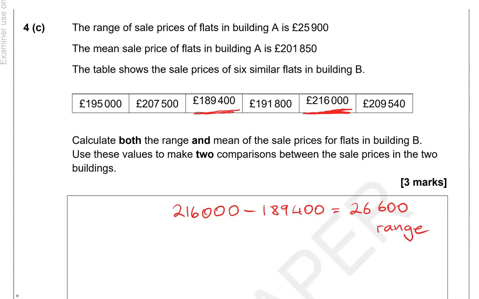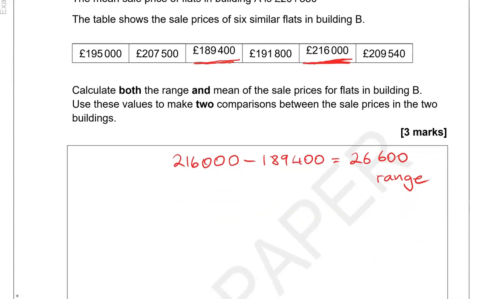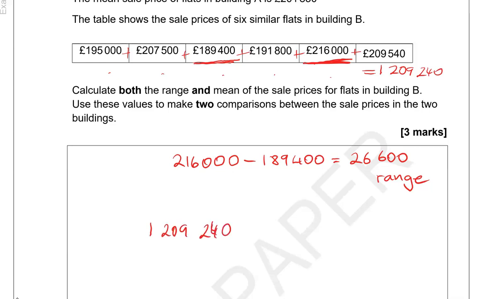Now looking at the mean, we're going to have to add the numbers together and divide by 1, 2, 3, 4, 5, 6. So adding all of these together, we get 1,209,240. So 1,209,240, dividing that by 6, gives us 201,540. So that's the mean.